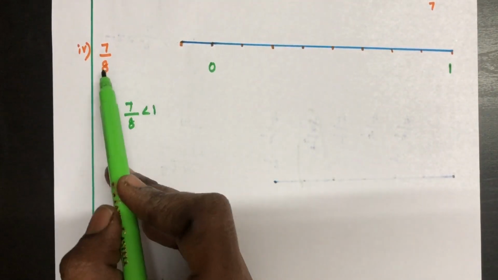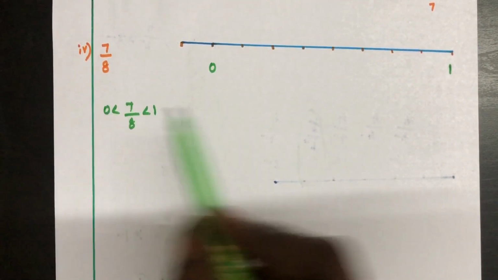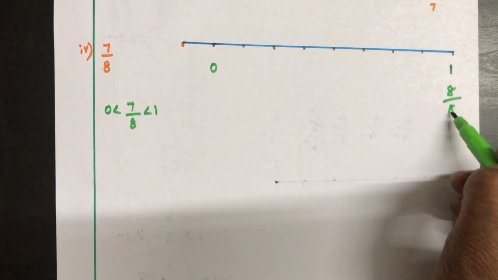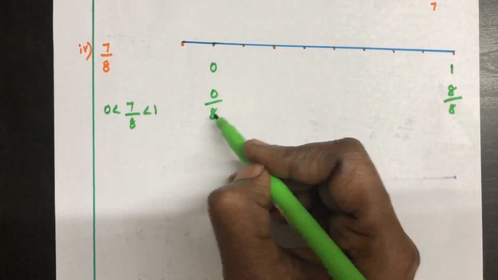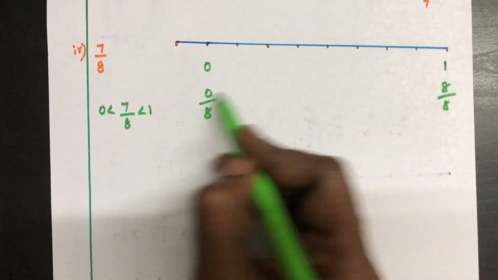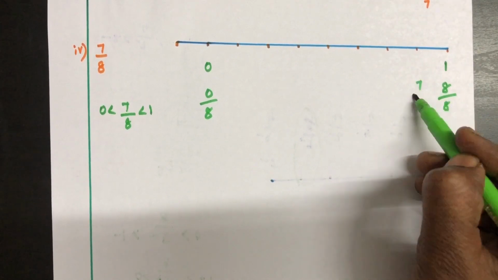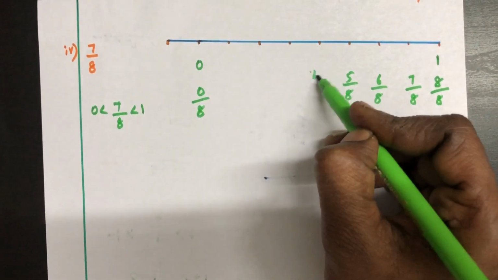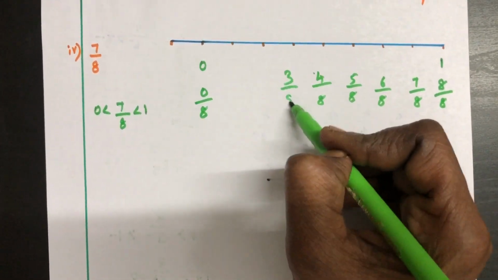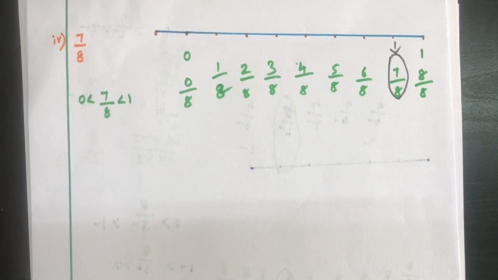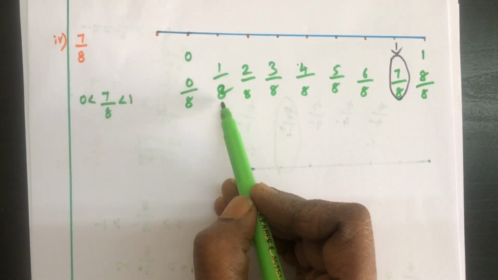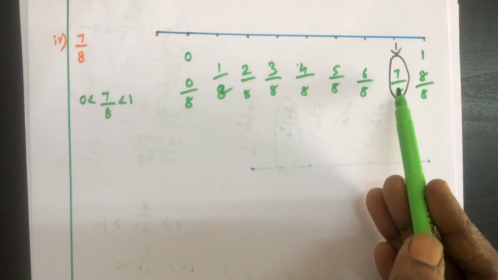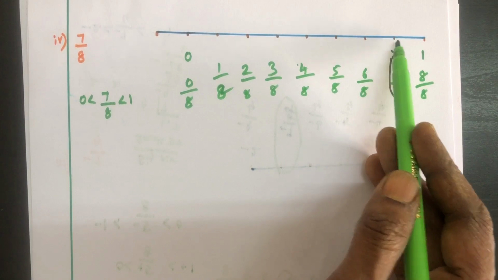Now, what we are going to do? See the denominator. It is 8. So divide it into 8 parts. This is 8 by 8, which gives you 1. 0 by 8 is 0 only. This way, it must be 7 by 8, 6 by 8, 5 by 8, 4 by 8, 3 by 8, 2 by 8, 1 by 8. This is ultimately 0 by 8, that is 0. So our rational number 7 by 8 lies here, in this place.